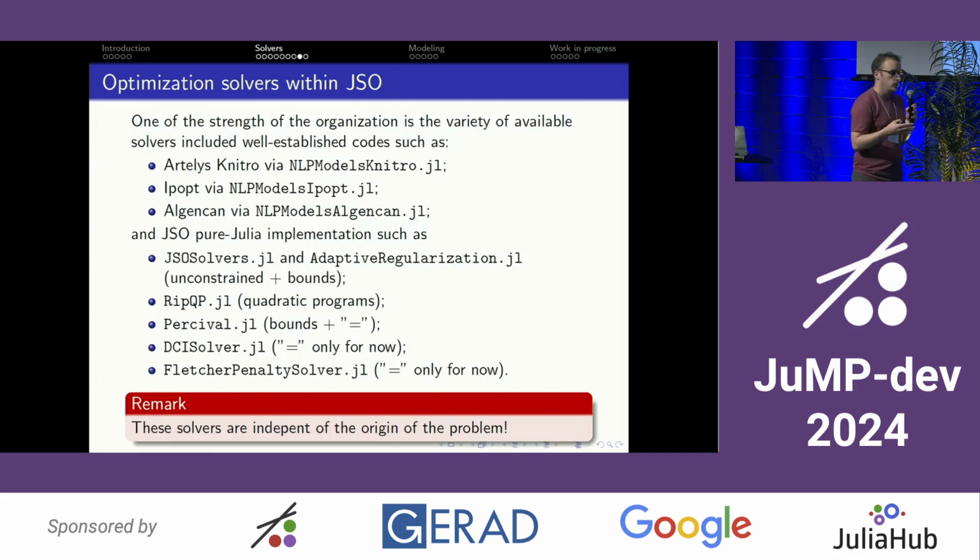And based on these rules and the NLPModel API, we implemented a bunch of solvers, and you can also have access to wrappers to existing solvers. So we have wrappers to Artelys Knitro, Ipopt, Algencan, and pure Julia implementations for a bunch of different problems: unconstrained, bound constrained, RipQP for quadratic programs, Percival, and so on and so forth, okay? And what's great is that when we develop all these solvers, they are independent of the origin of the problem. They just assume that you give us something that respects the NLPModel API, and then you choose how you use the structure of your problem.